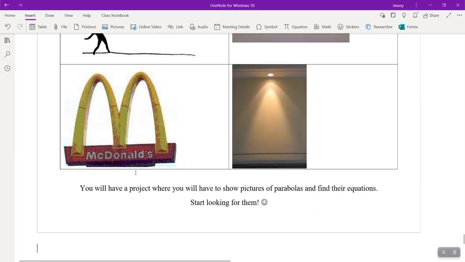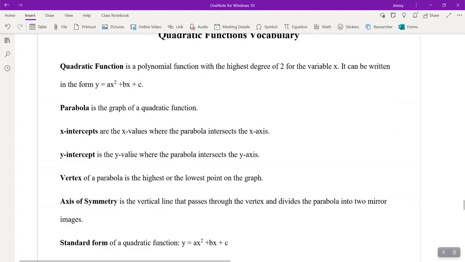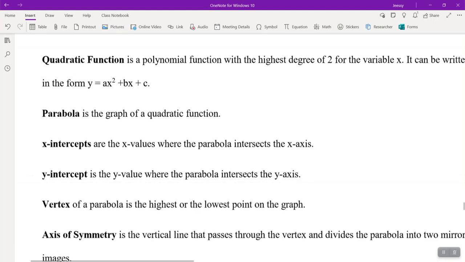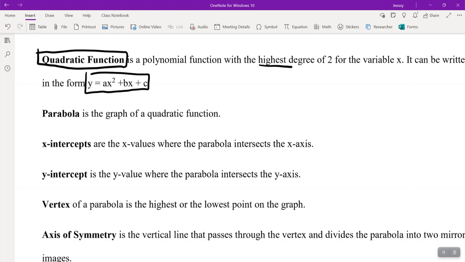All right, so this one just has all of your definitions. There's three things in here that I want to highlight. A quadratic function is in this form. It has a highest degree of 2. Now we reviewed this earlier, so we're better able to identify when something is quadratic. Parabola is the name of the graph, right? It's either going to go like that or like this.